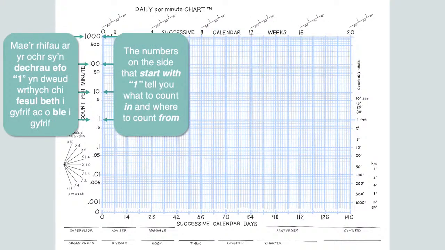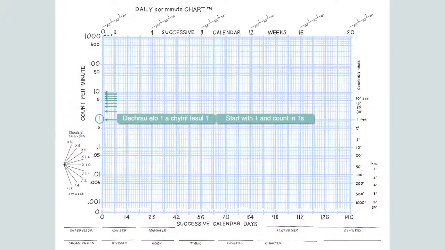The scale on the left-hand side of the chart can seem a bit strange if you haven't used a multiply-divide scale before, so this rhyme will help you to read each of the horizontal lines on the chart. The numbers on the side that start with 1 tell you what to count in and where to count from. The next few slides illustrate this. So starting at 1, you'd count up in ones until you reach 10. Notice that the 5 here doesn't change what you're counting in. This is because it doesn't start with a 1. Just treat it as a waymark to assist you with plotting data.